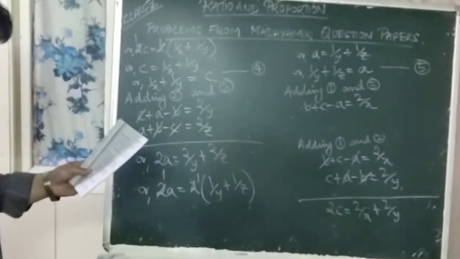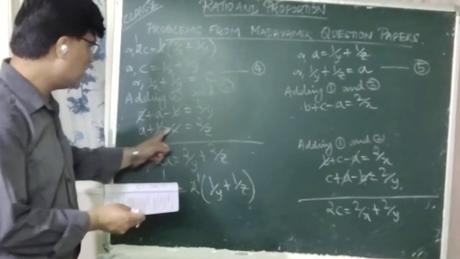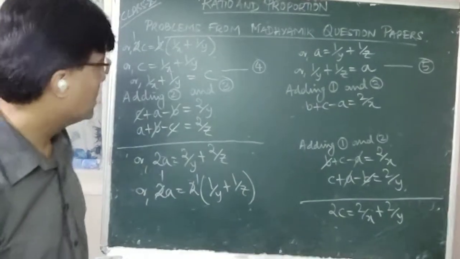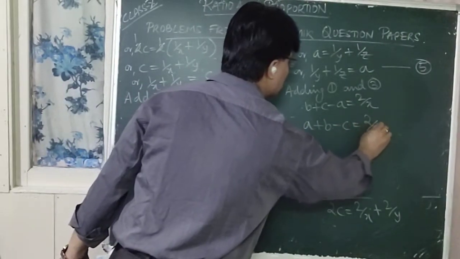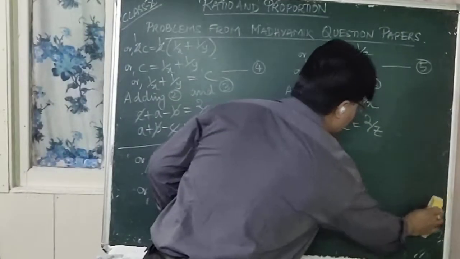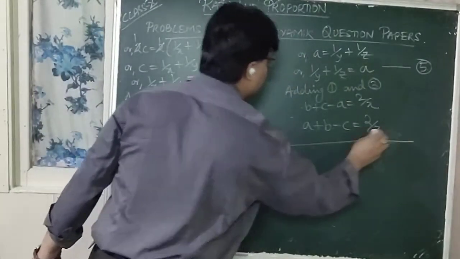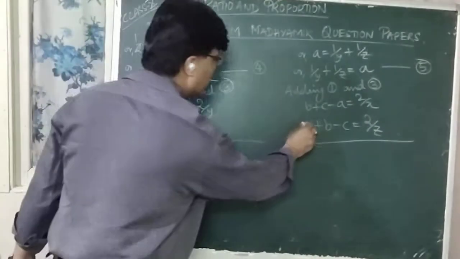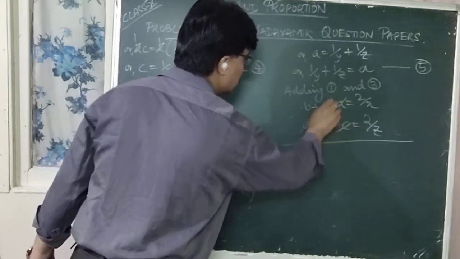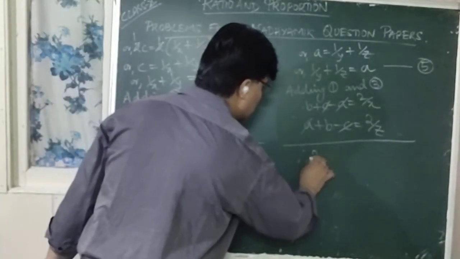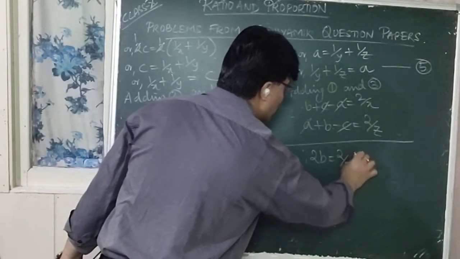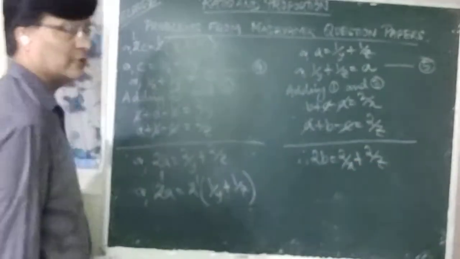And what was number 3? Number 3 was A plus B minus C is equal to 2 upon z. Is that clear? So now we can add them. Plus A minus A gets cancelled, minus C plus C gets cancelled, but B plus B, same sign, you have to add them. Therefore it is 2B is equal to 2 upon x plus 2 upon z, right?